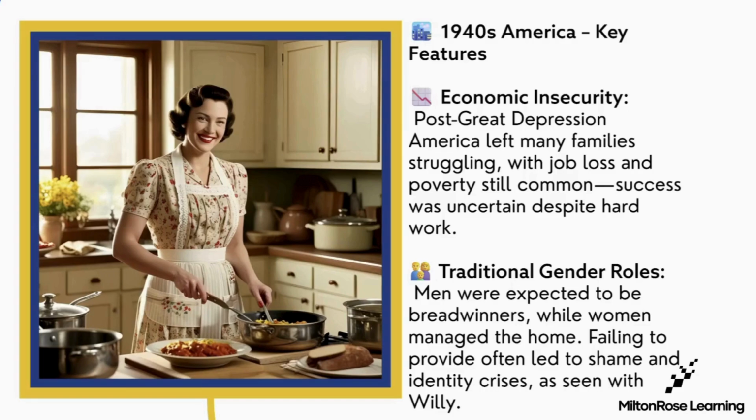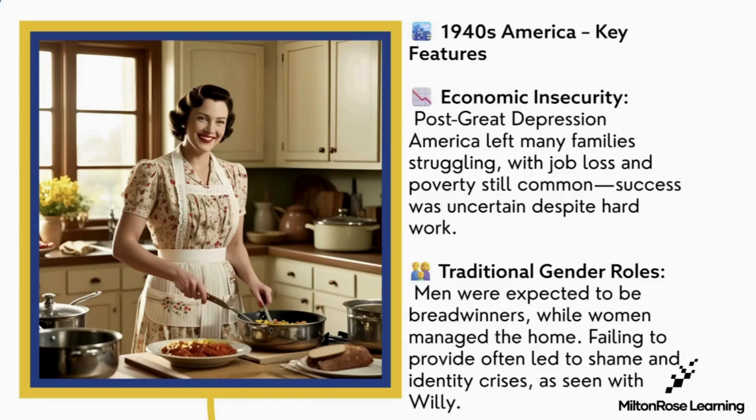So success was very uncertain despite loads of hard work. You could really work your socks off and still not succeed or get much money here because of the disparity in the economics of the country.